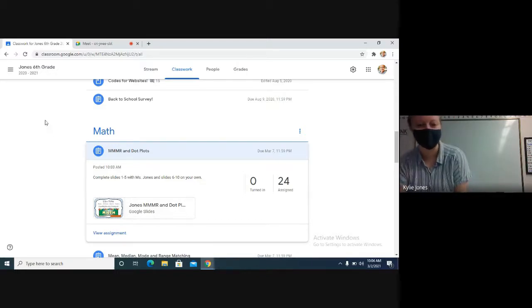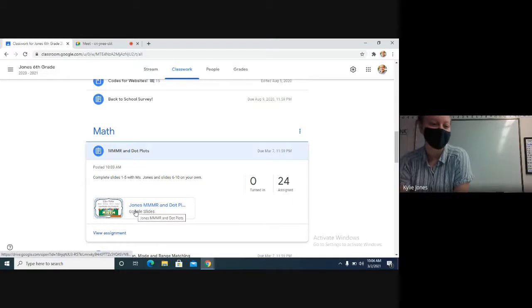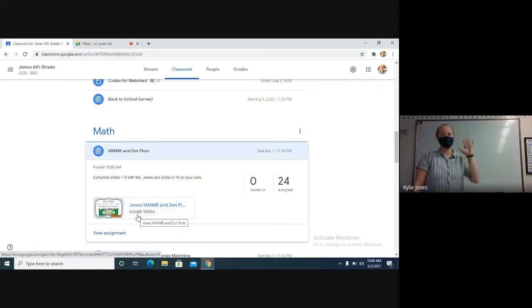MMMR and dot plots. So it's a set of Google Slides. We are going to do slides number 1 through 5 or 2 through 6, whichever one has the first 5 problems. We're going to do that one together, and then you guys are going to do the last 5 problems on your own. Make sense? This will be a graded assignment, so you want to make sure you're paying attention for the first ones that we do together, so that when you're doing them on your own, you can do them.